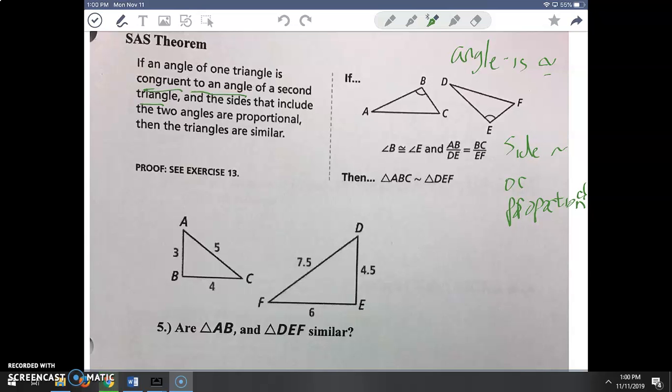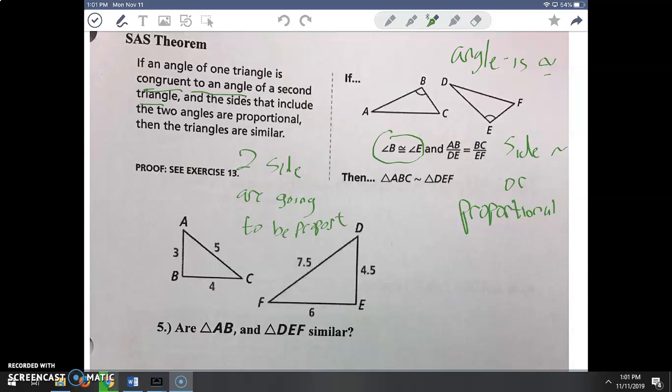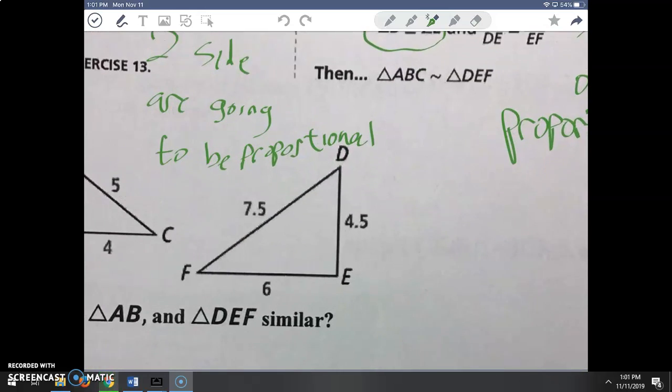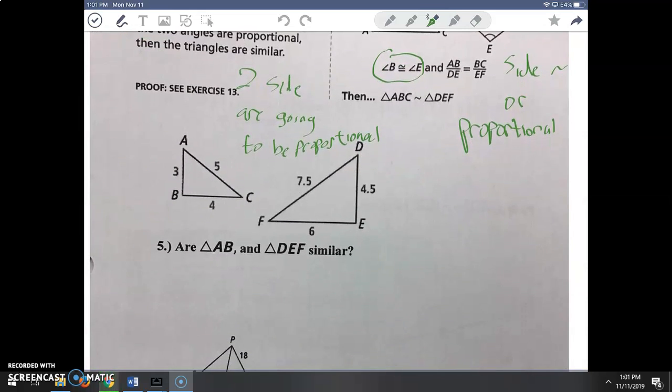So they'll be proportional. Let me rewrite that. There, rewrote it. It's proportional. Okay, so again, we're going to have one angle be the same, but then two sides are going to be proportional. And again, that's setting up two sides, and when you set them up, you get the same fraction after you simplify it. Okay, and this next one we'll talk about.